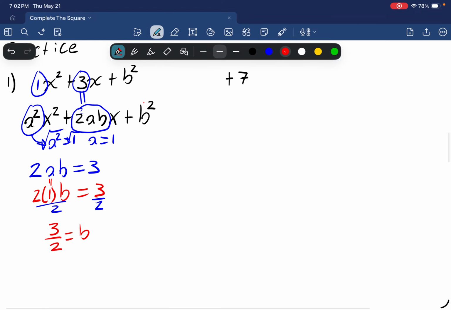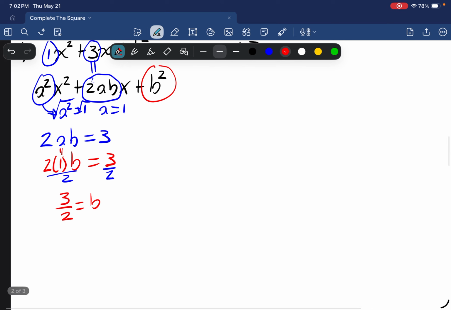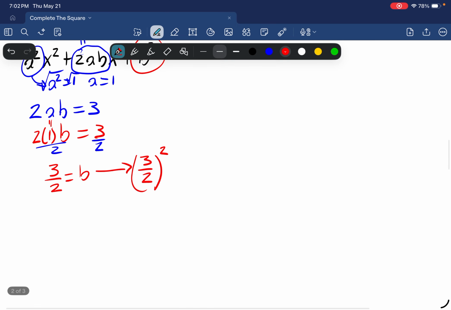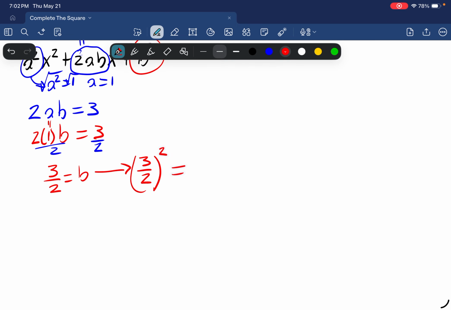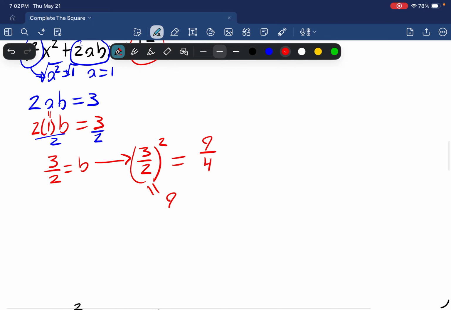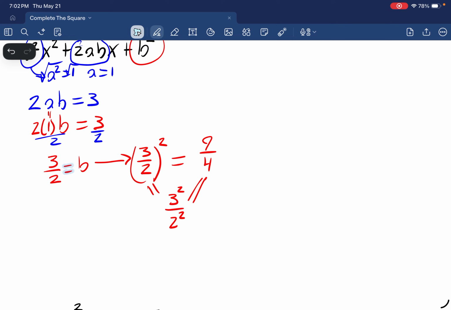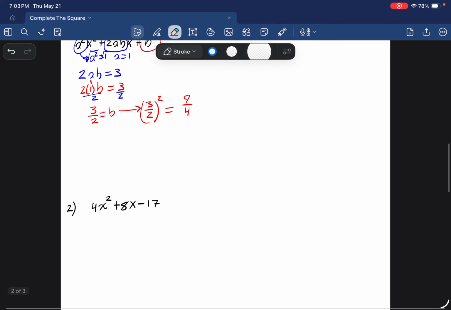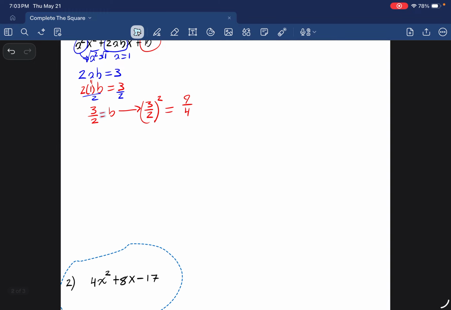Well, we actually need b squared, right? So we'll just take this value, 3 over 2, and square it. And we get 9 over 4, because when we square a fraction, it'll just go to 3 squared over 2 squared, right? Perfect. Okay. So we know what our b squared value is.